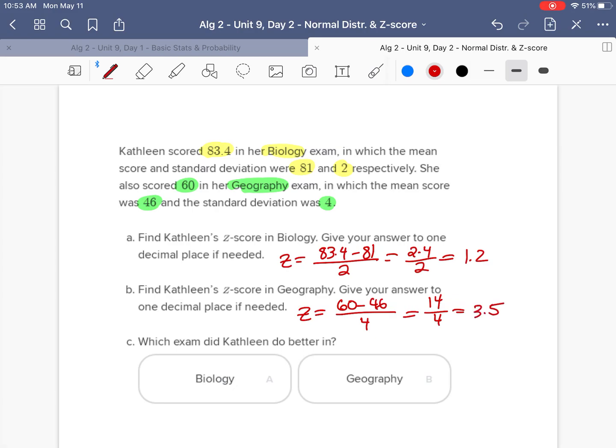So compared to the rest of the class, she did great. Even though her score was a 60, she did much better comparatively than she did in her biology exam, even though her biology exam, 83.4, was pretty good. So if you had to answer which exam she actually did better in compared to the rest of your class, you know, like when your teacher tries to curve your test and things like that, she did a lot better than the middle in her geography test. And that is it. I'll talk to you next time.